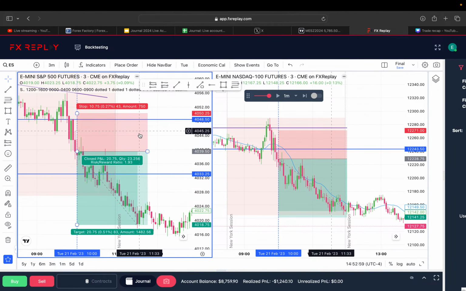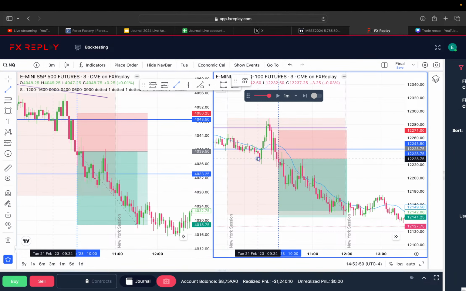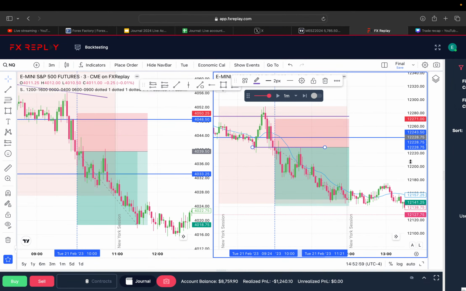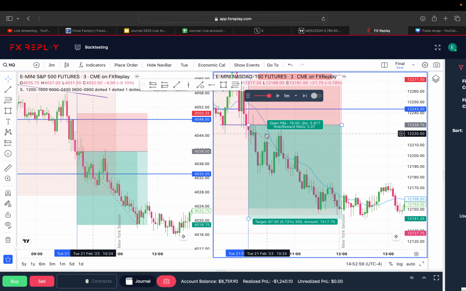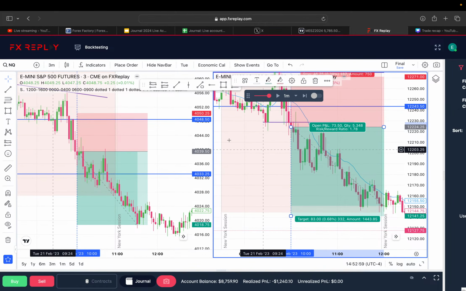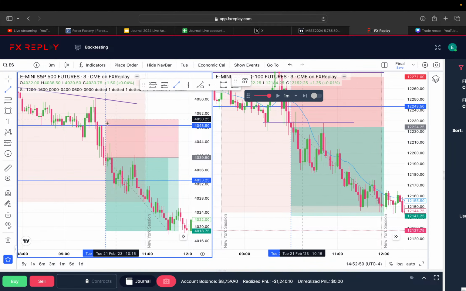So for me, I like the full market structure shift or change in state delivery, which is the body. So on NQ, my entry would have been worse. I would have waited for a full candle close below, so it would have been this candle close. So it would have been worse. Versus on ES, we got our change in state delivery way up here.